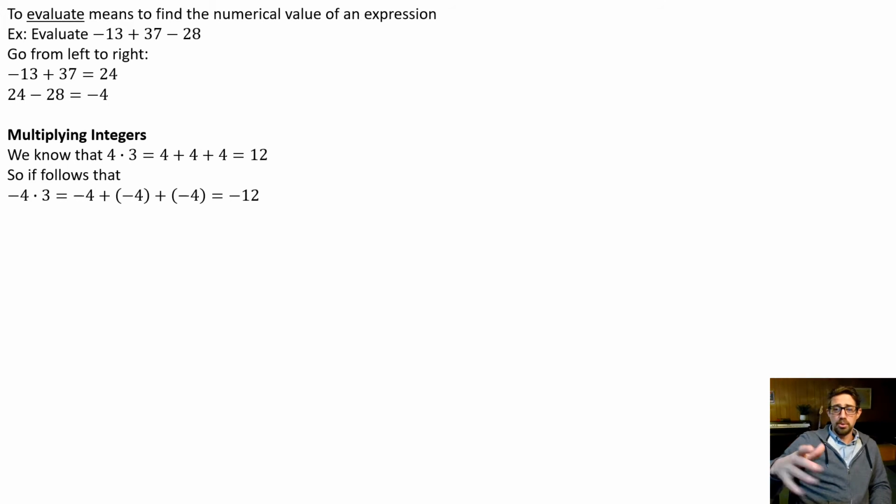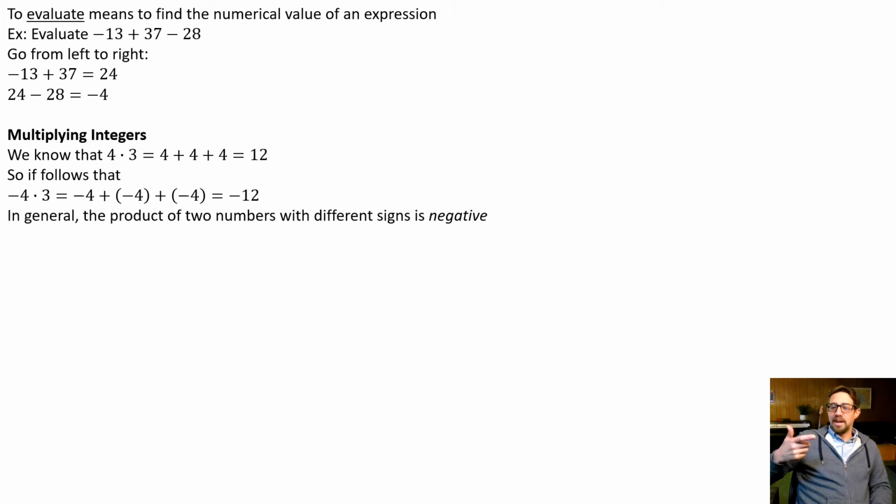So you don't need to do that certainly every time, right? In fact, don't. Just multiply it and then just know the following rule. The product of two numbers with different signs is always going to be negative. So whether it's a negative times a positive or a positive times a negative doesn't matter at all. It's negative.